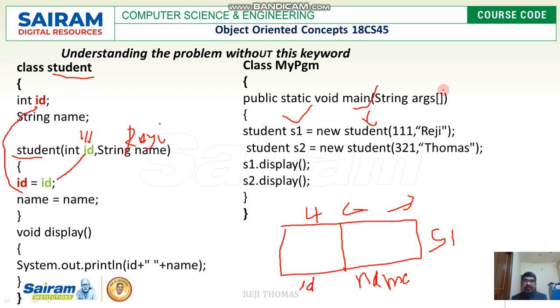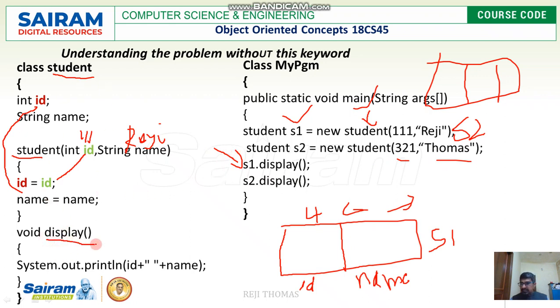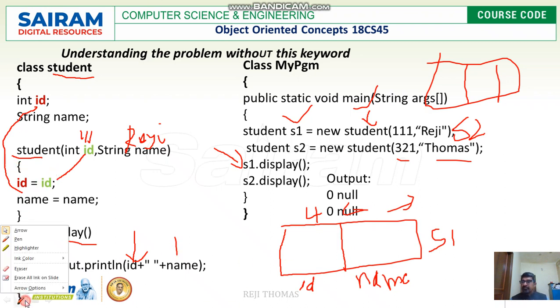The same way, when I create the second object S2, everything we did for the first object will be done for the second object, where I'm going to initialize the values. Next, I'm going to call display in the program, where I'm going to print my ID and name. But finally, the output I'm going to get will print a null value, because there is an ambiguity. There is a confusion. I don't know which ID is which.